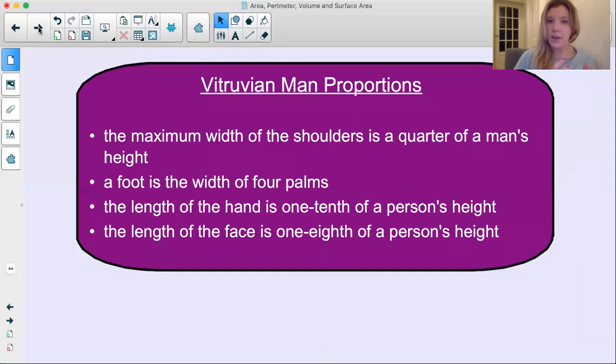So let's take a look at the man's proportions. Apparently the maximum width of the shoulders is a quarter of a man's height. A foot, as in bodily foot, is the width of 4 palms. The length of the hand is 1/10 of a person's height, and the length of the face is 1/8 of a person's height. Okay, so you might want to come back to that as a reference point later.